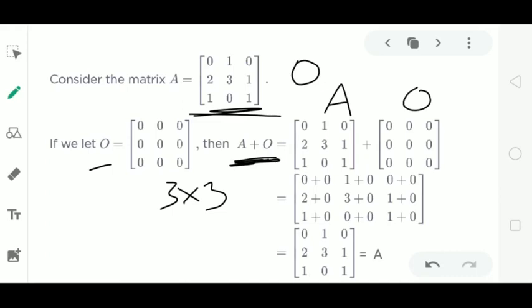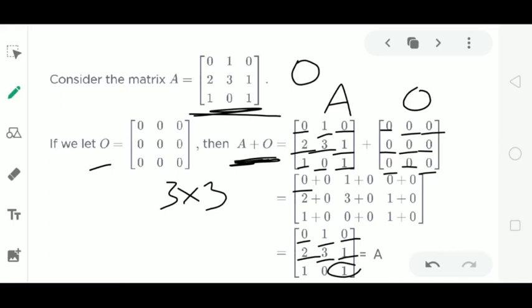The sum of the two matrices is nothing but adding the corresponding elements, that is 0 plus 0 is 0, 1 plus 0 is 1, 0 plus 0 is 0, 2 plus 0 is 2, 3 plus 0 is 3, 1 plus 0 is 1, 1 plus 0 is 1, 0 plus 0 is 0, 1 plus 0 is 1. As we are adding each element of A to 0, this results in the element of A itself.